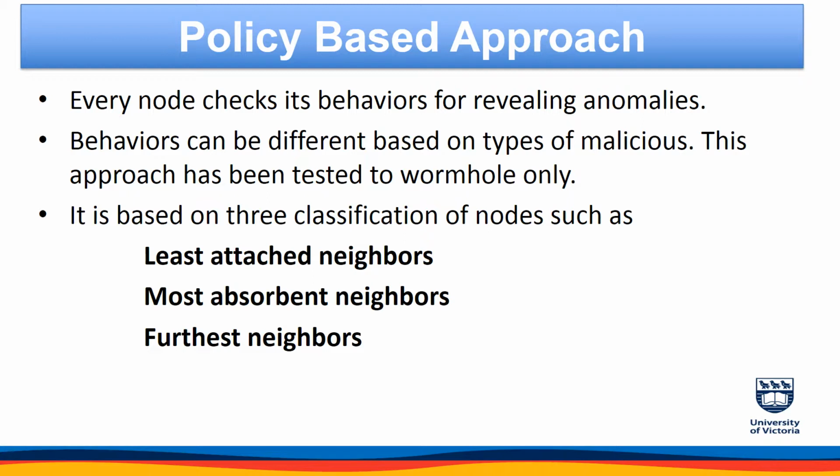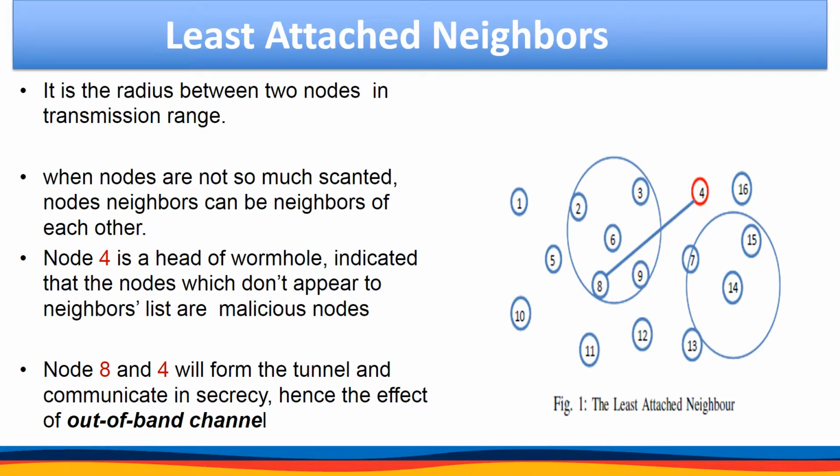Behaviors can be different based on the type of the malicious node which they can face. For this approach, the test has been done on the wormhole attack. It is based on 3 classifications of nodes. One approach is for the least attached neighbors, another is for the most absorbing neighbors, another is for the farthest neighbors. We are going to discuss these 3 types of nodes and how we can reveal whether there is some malicious node or not. Least attached neighbors.